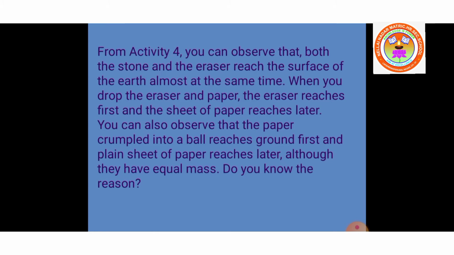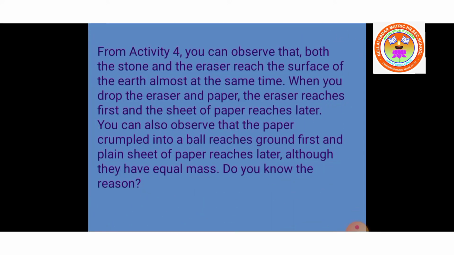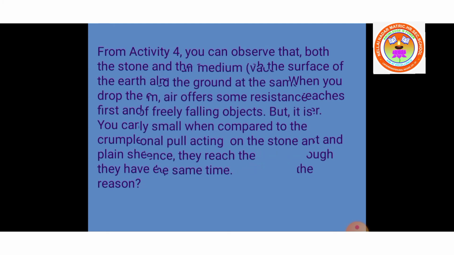Next, in the third experiment, we take two sheets of paper having the same mass, and one sheet of paper is crumpled into a ball. Now drop the sheet and the ball from the same height. You can observe that the paper crumpled into a ball reaches the ground first and the plain sheet of paper reaches later. Although they have equal mass, the ball shaped paper reaches the ground first, then the plain sheet.